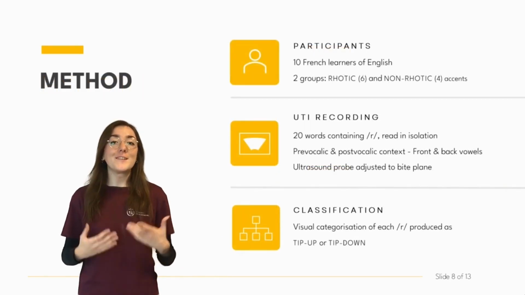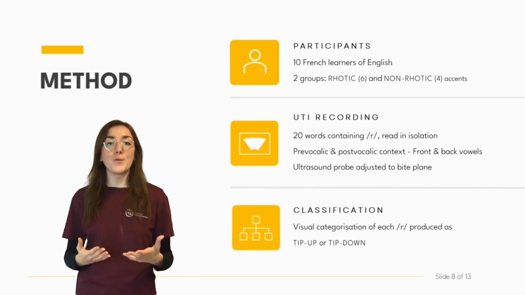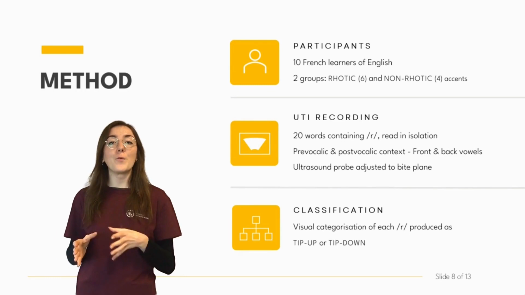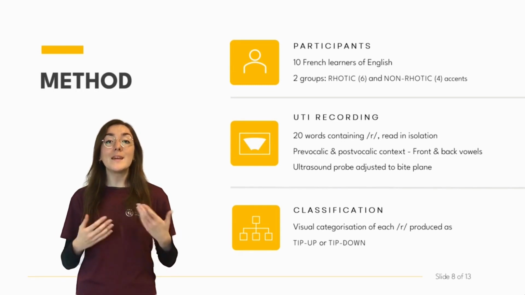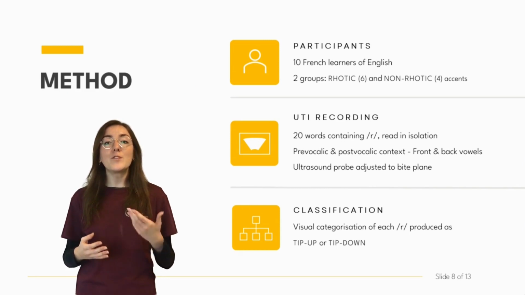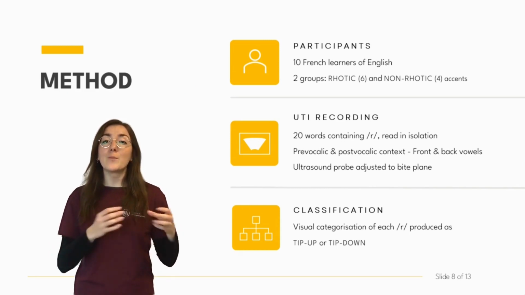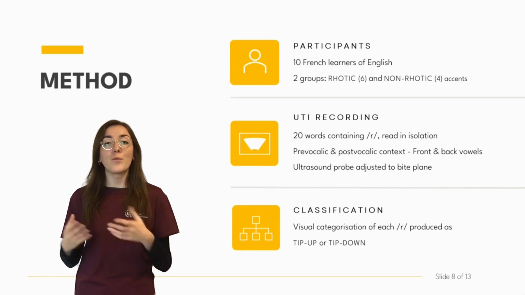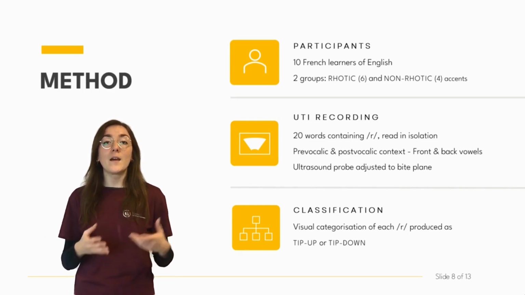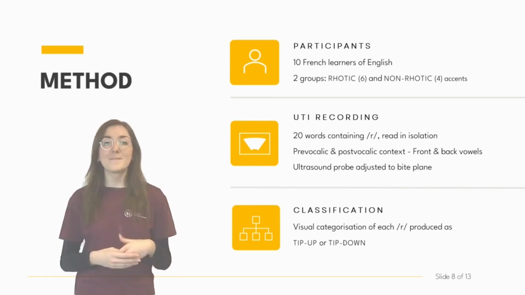Our data collection is still ongoing, but for now we present results from 10 French learners of English, 6 with a rhotic accent and 4 with a non-rhotic accent. Each participant had to read a list of 20 words in isolation, in which R occurred both in prevocalic and postvocalic position and surrounding both front and back vowels. Each R produced was then categorized as tip-up or tip-down.